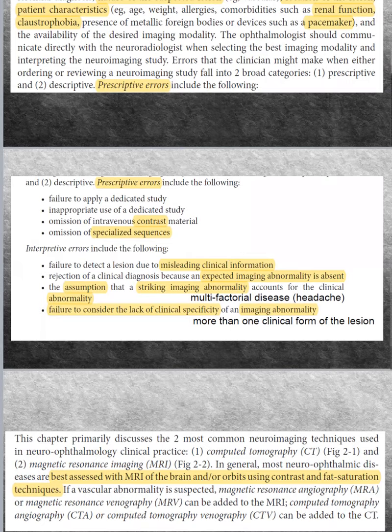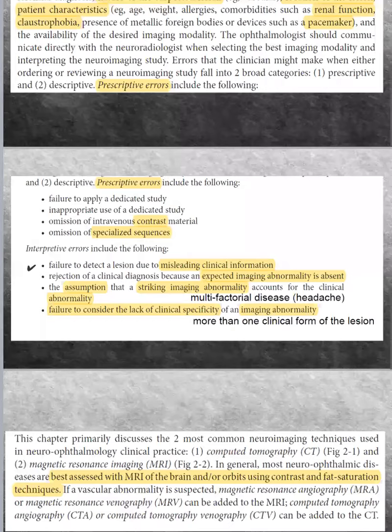Okay, so here the clinical information is extremely important because I can point to where is the lesion, or I can suspect where is the lesion and what the lesion is, and before this or without this, the radiologist alone won't do anything for me. Okay, this is number one. Number two, rejection of clinical diagnosis because unexpected imaging abnormality is absent. You can write down here that not all cases of multiple sclerosis will have white plaques.